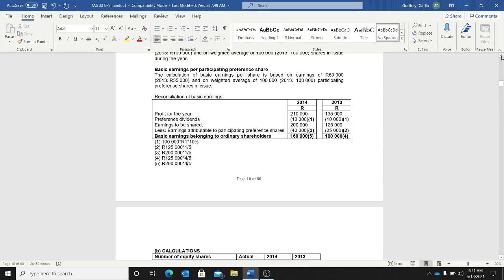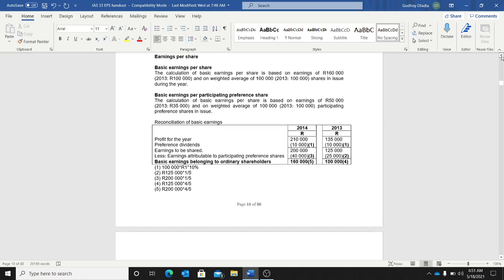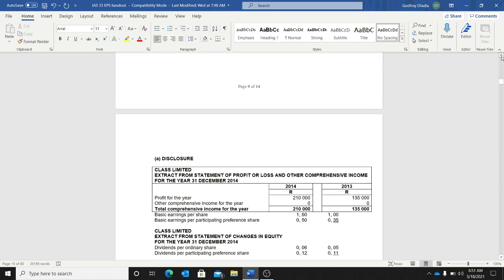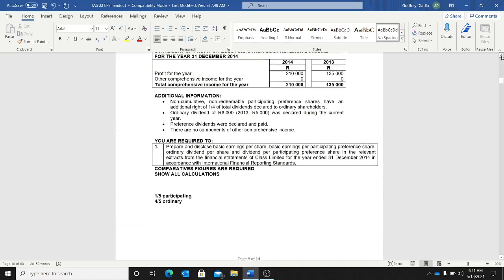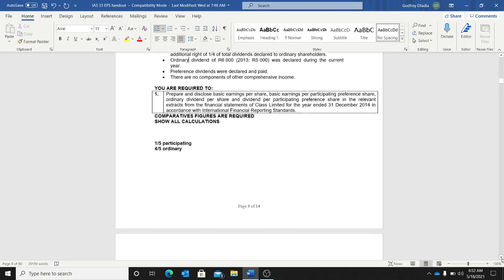Okay, so the ordinary shares are calculated already. Sorry, the reconciliation of basic earnings, that's how you calculate it. Now you'll see when it comes to the number of shares in this exercise, you've got the ordinary here, nothing happens to them. You can see when you read here, there's nothing that has happened to them, so they remain at 100, right? They remain at 100.